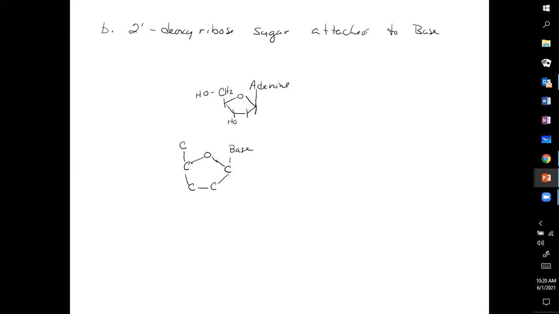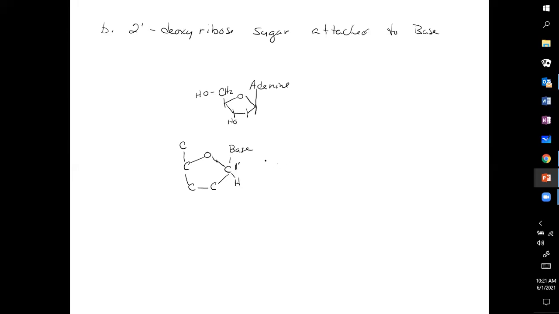Every carbon has to have 4 covalent bonds attached to it, so a carbon always has 4 sticks attached. If it's not showing you what's attached to it, hydrogens are implied. So the base is attached in one of those positions, along with this oxygen, another carbon, and a hydrogen. This carbon that's attached to the base is called the 1'.